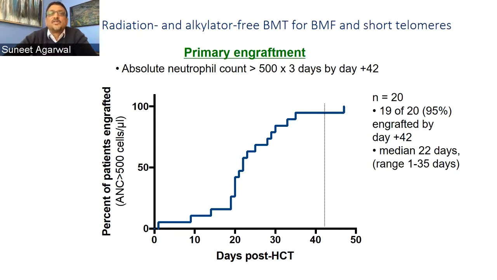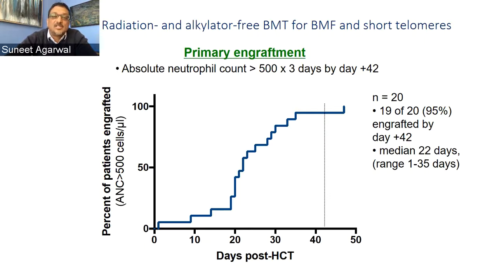So these are the results. This is primary engraftment, which is a primary endpoint, defined as recovery of absolute neutrophil count to greater than 500. 19 of the 28 patients engrafted by day 42. The median was 22 days, and the range was day 1 and then subsequently to day 35 for those who were successful, and ultimately day 47.